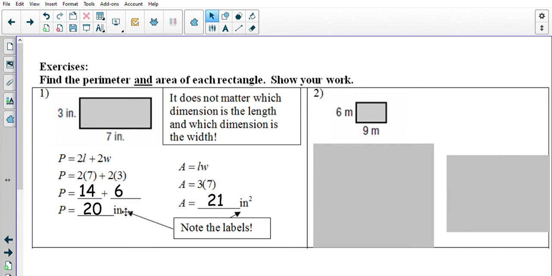Note the label is inches in this case. It's not inches cubed, inches squared, or any of that. It's just inches because we're looking at the distance around the outside. For the area, we're going to do length times width.